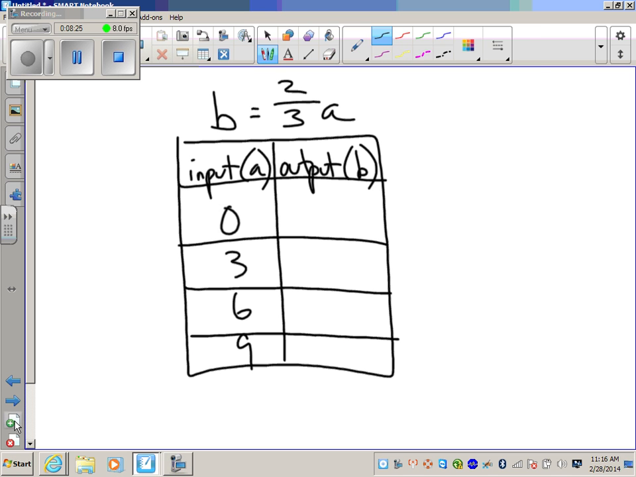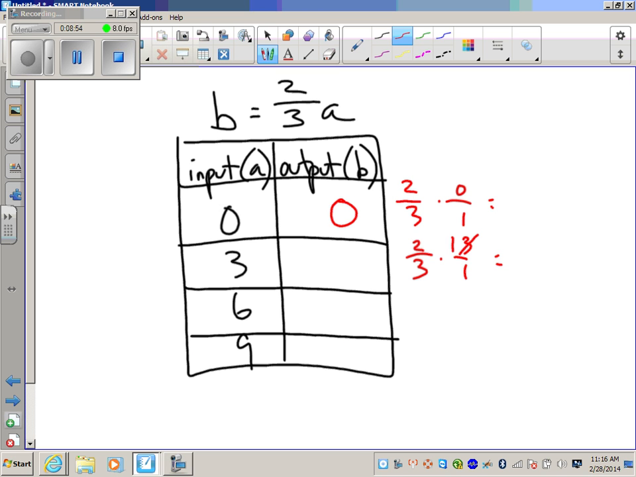Well, what is it that you remember about multiplying with fractions? Everything has to be in fraction form. So 2/3 times A is equal to 0 over 1. What does that equal? Anytime you multiply anything times 0, it's 0. Let's set this up. 2/3 times 3.